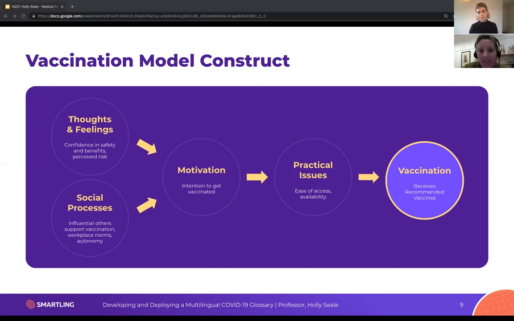So on this slide here, what you can see is the model construct that has been developed by the World Health Organization. And it's really talking through all of those elements that I've just been mentioning. How do we lead someone from potentially being vaccine hesitant, or maybe sitting on the fence around the vaccine, just not entirely sure whether or not getting vaccinated is for them? So how do we build their confidence?